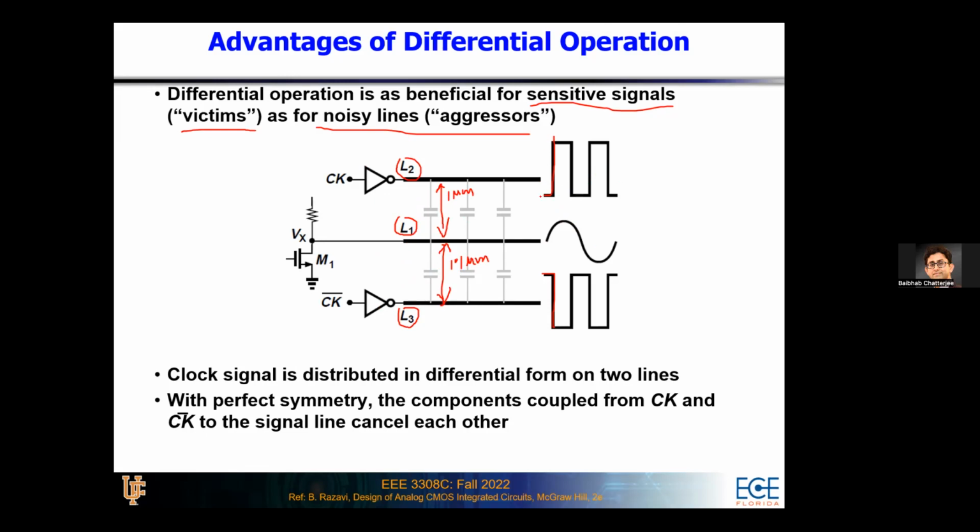Also, how do you exactly create clock and clock bar? That is, you put an inverter in between, so that you invert the signal: when clock goes high, clock bar goes low, and when clock goes low, clock bar goes high. That inversion has some delay in it, and because of that delay, the exact time instant when clock goes high will not be the exact time instant when clock bar goes low. If there is a small difference in timing, then this method may not work perfectly. But theoretically, this will also work.